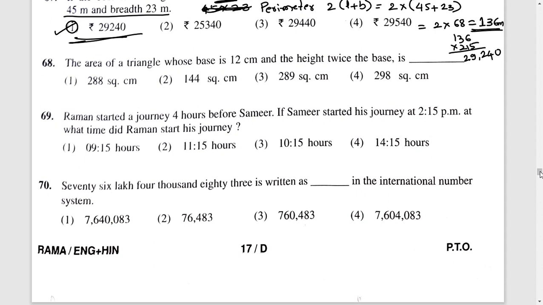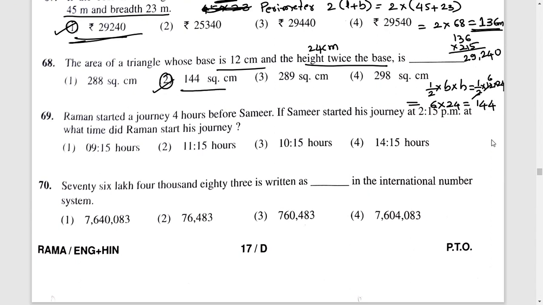68th one. The area of the triangle whose base is 12 centimeter and height twice the base is dash. So the area of a triangle formula you know, that is half into base into height. Here the base is given, height is twice the base, means 24 centimeter. So half into 12 into 24, that will be 6 into 24, which is 144. So the area of the triangle is 144 square centimeter.